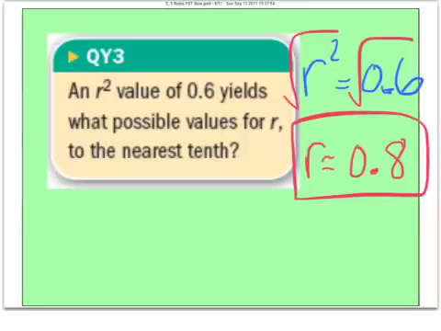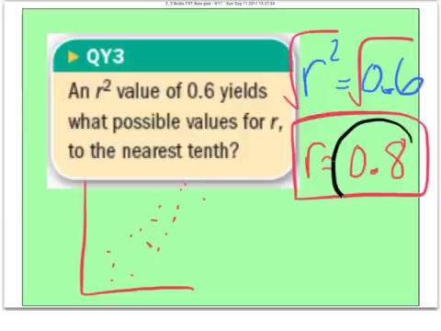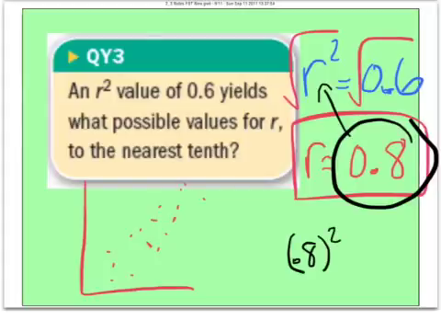A 0.8 correlation is positive, so odds are our scatter plot looks something like this in a positive direction. However, keep this in mind. If I put 0.8 back into here, and you square it, you're going to get approximately 0.6. But there's also another number I can put in here, just not 0.8. I can put negative 0.8 in there. So you have to be very careful. There are 2 possible answers here. The correlation coefficient is either plus or minus 0.8. I would have to look at the data set. If it were minus 0.8, it would just be a downward sloping data set.